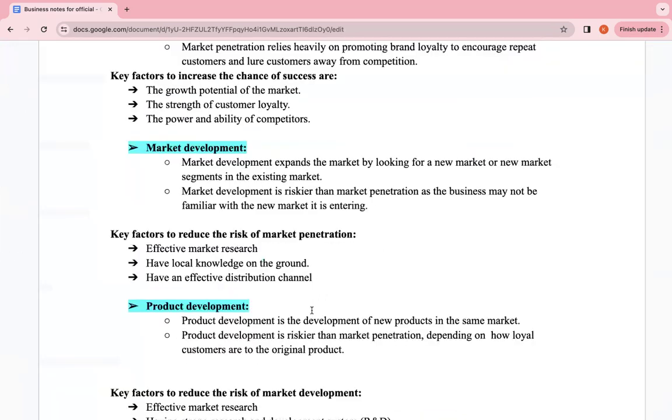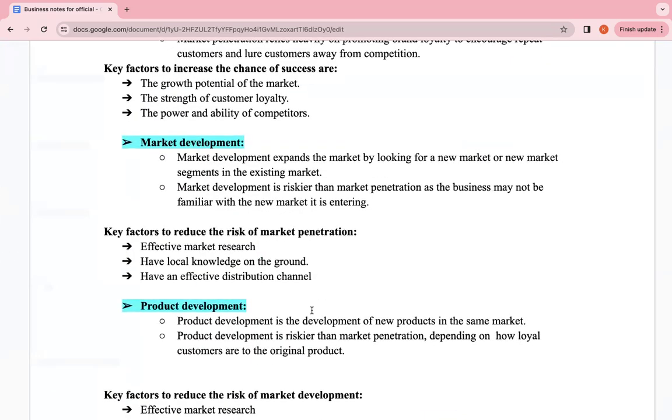Then you have market development. Like I said, it's basically a new market, but the same product. Market development is riskier than market penetration because it's in a new market. The business may not be familiar with the new market it's entering, and the new market may not be interested in the products or services that the business has to offer. So basically, key factors that reduce the risk of market development are effective market research, having local knowledge on the ground, and having an effective distribution channel.